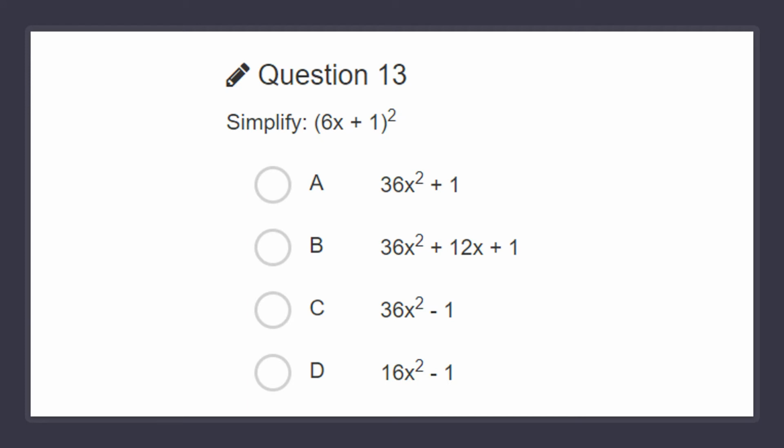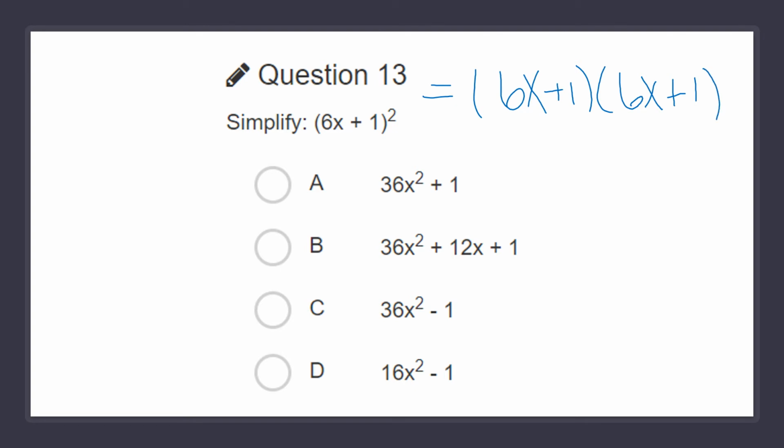In my 19 years of teaching, I think question 13 is probably the most missed concept for students. You're asked to simplify 6x plus 1 squared. And so what a lot of students do is they try to distribute that square, but that's not what distribute means. Distributing is for when you are multiplying a number times multiple things, and squaring is not what that is. Squaring means to multiply by itself. So 6x plus 1 squared means 6x plus 1 times 6x plus 1.